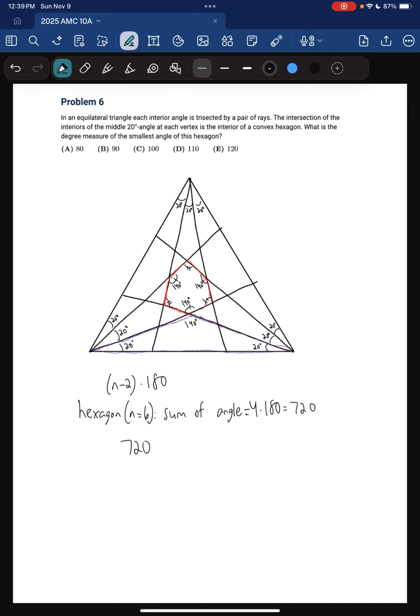So you have 720 equals 3 times 140, and let's let this angle be x, plus 3 times x. So we have 720 equals 420 plus 3x. So we have 300, so x is 100 degrees. So the answer is C.